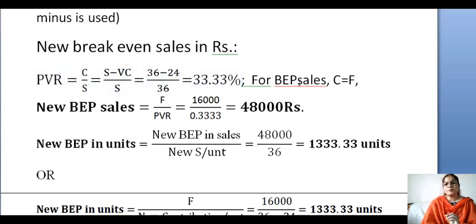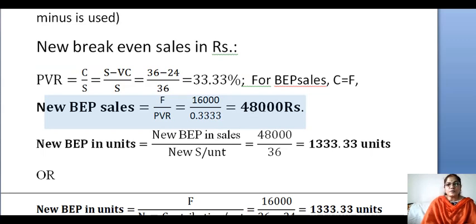So for BEP sales, I already told you C is equal to F. So the same formula I am using, but in place of S I am using BEP sales, in place of C it is F. That is the other way of looking at this formula. So same formula, but substituting the other way, and the answer is 48,000.